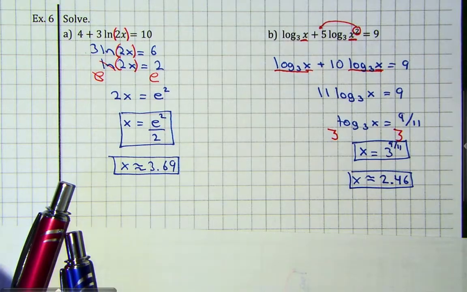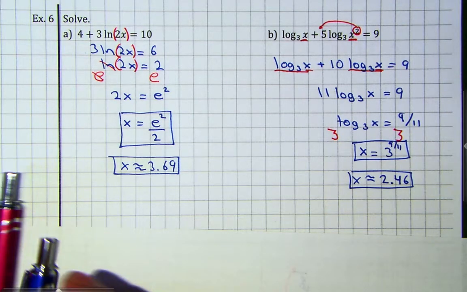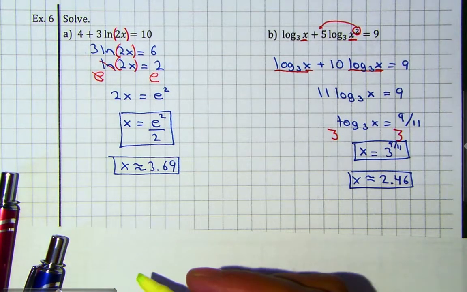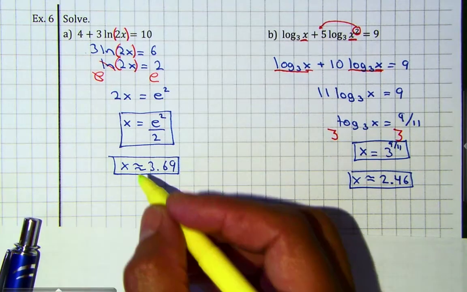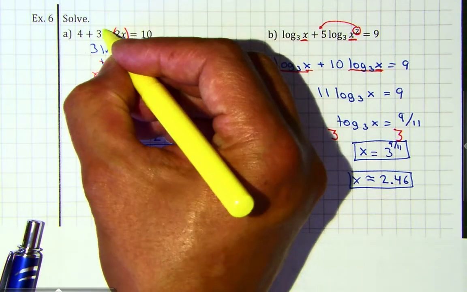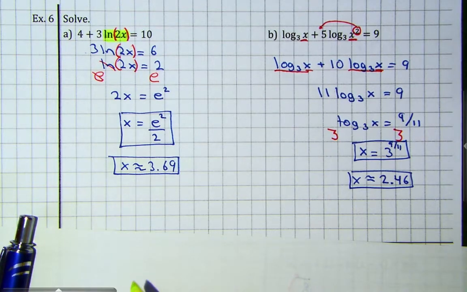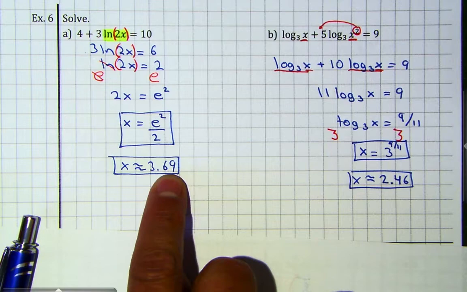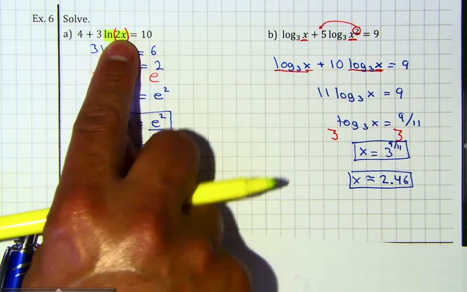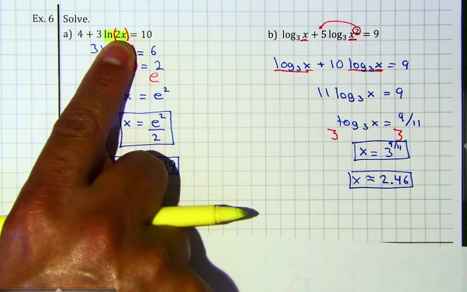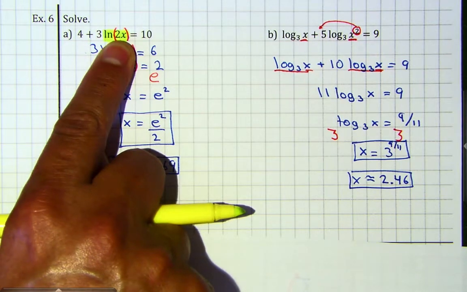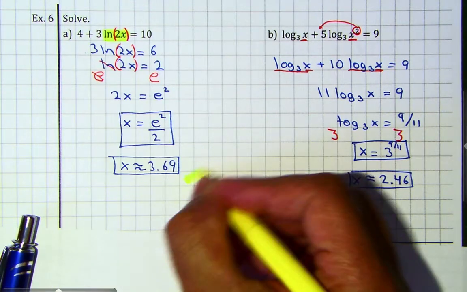But for now, what we want to talk about is that sometimes you're going to end up with an extraneous solution. And that's going to happen whenever we take the log. We cannot take the log of a negative number. So the only thing you have to think is, if I plug in 3.69 in here, will that be positive, 0, or negative? It's positive, so therefore that is correct.